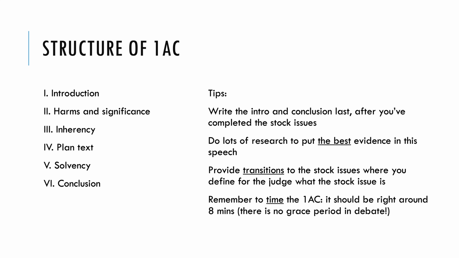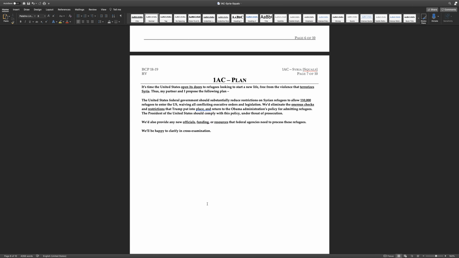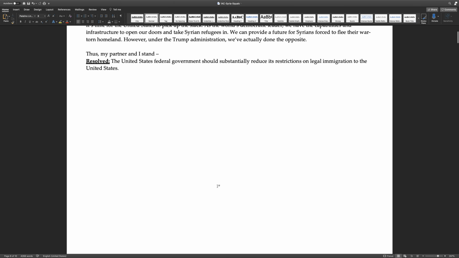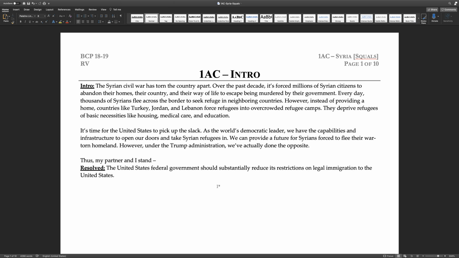So let's go in step by step, all right? And actually, let me just show you basically what a 1AC is going to look like. Notice you're going to use the card template. Now, this was a different template than the one you all are using this year, but nevertheless, the same principles basically apply.